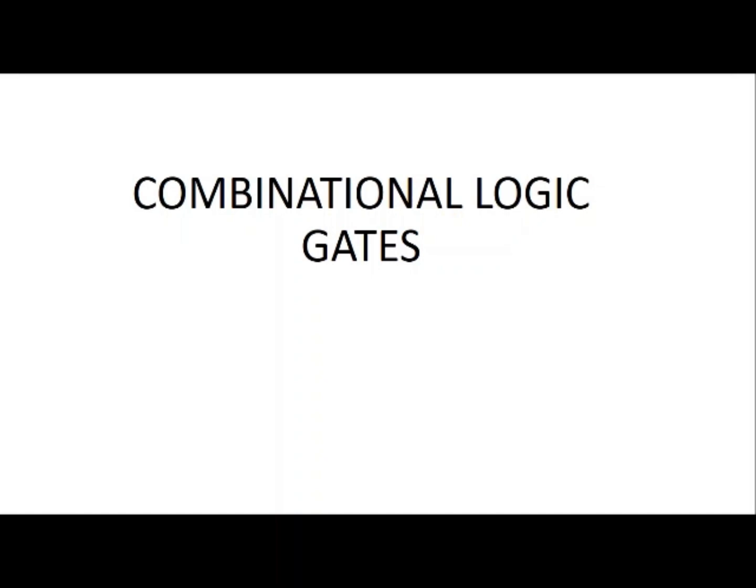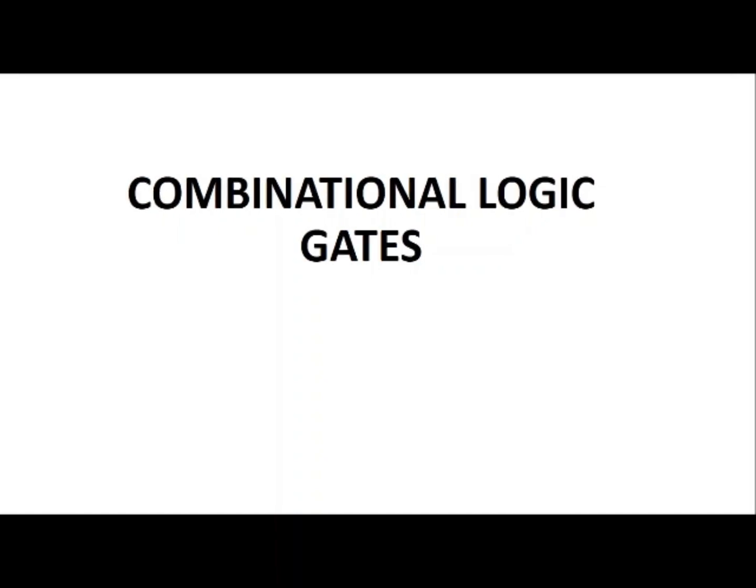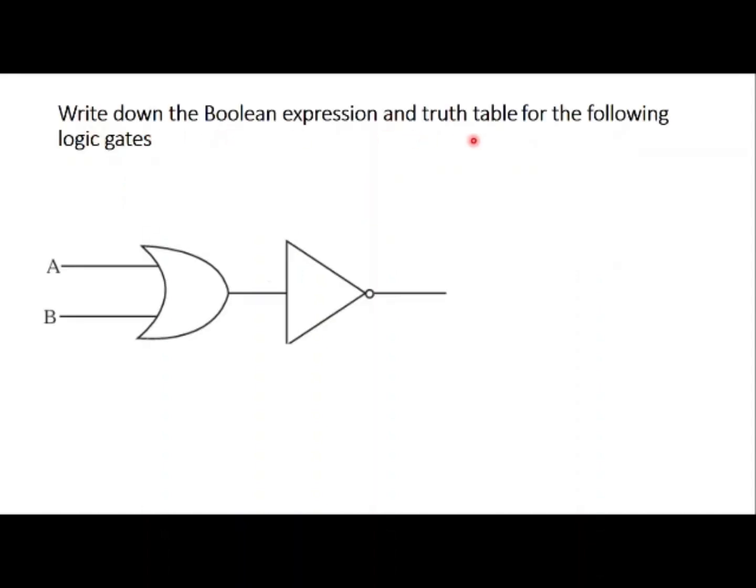In today's video, we will discuss combinational logic gates. In our previous videos, we discussed the AND gate, OR gate, NOT gate, as well as the NAND gate and NOR gate. Write down the Boolean expression and the truth table for the following logic gate.